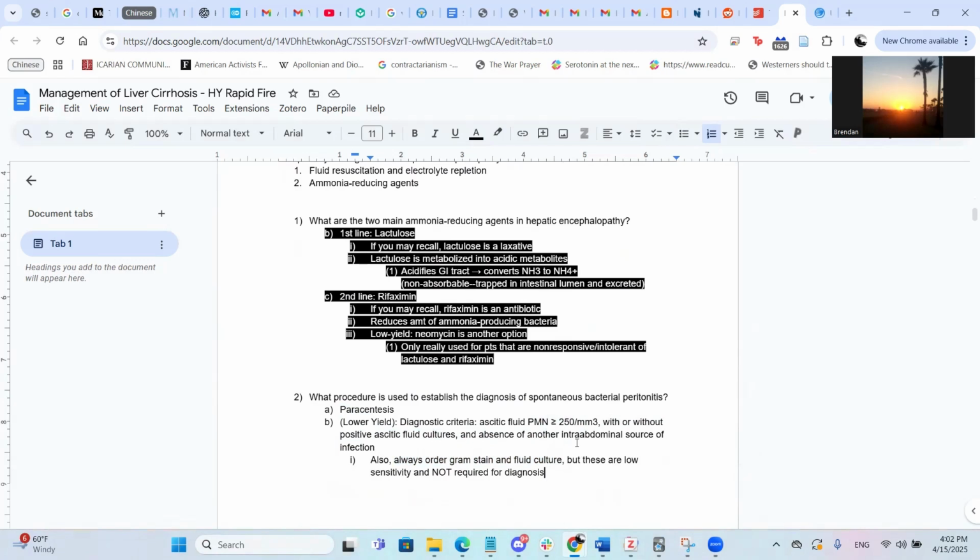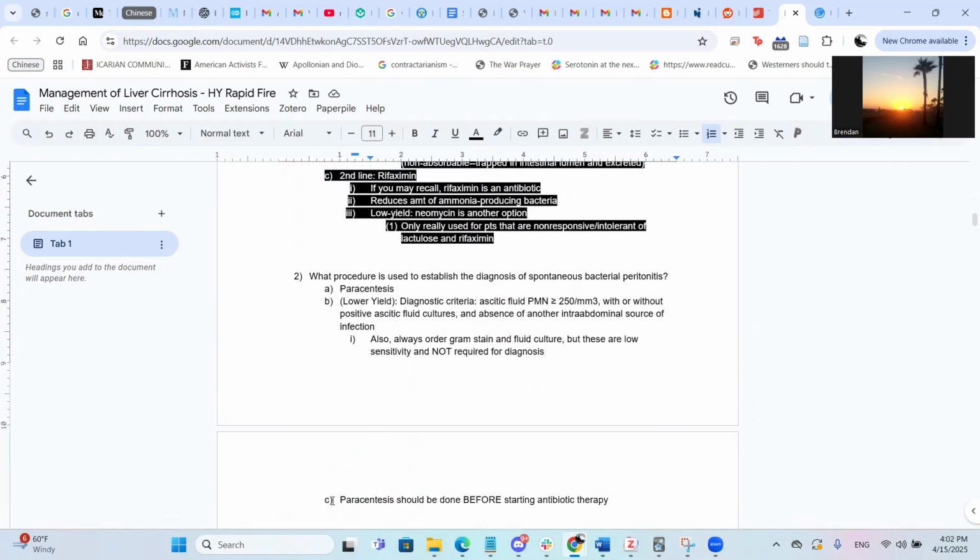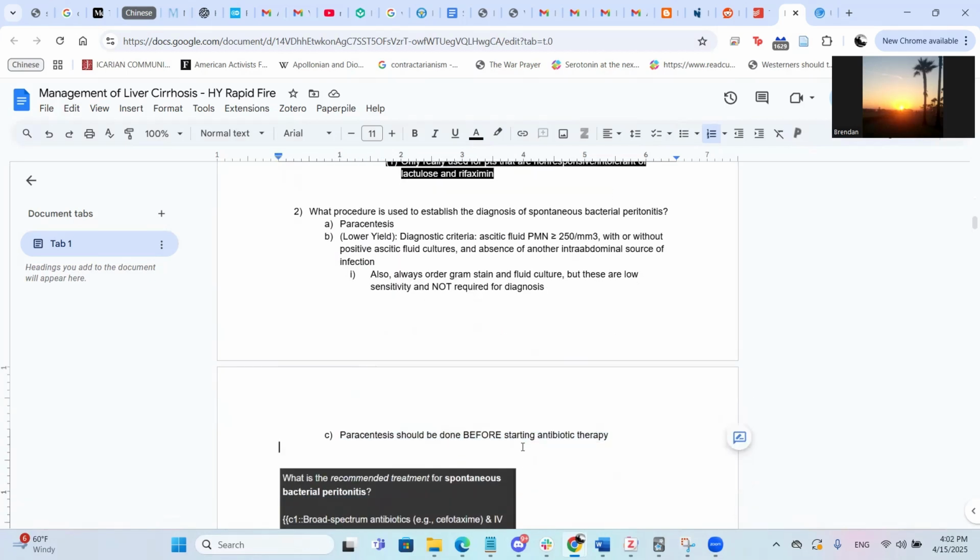So in order to have a patient with SBP that you diagnose with SBP, they essentially only have to have like a fever, honestly low grade fever, maybe altered status, a source of infection, and PMN over 250 in the ascitic fluid. The fluid culture could be negative, and that shouldn't significantly deter you from your diagnosis. And paracentesis should be done before starting antibiotic therapy.